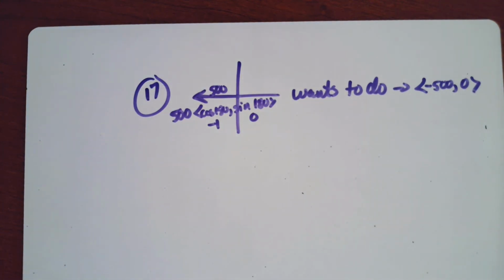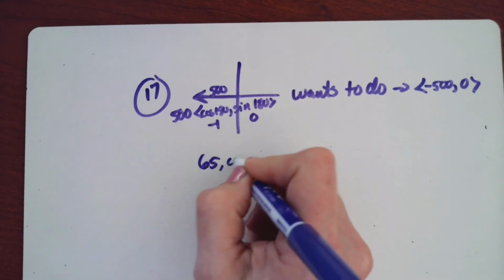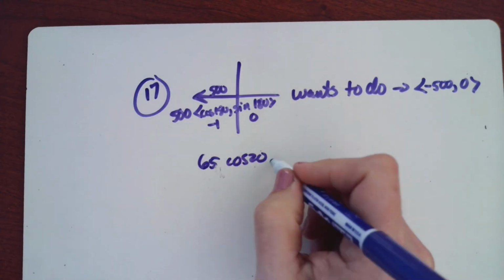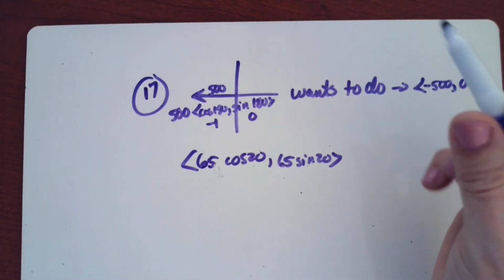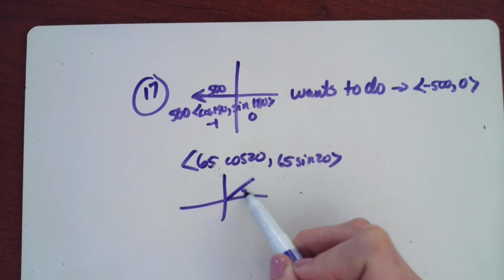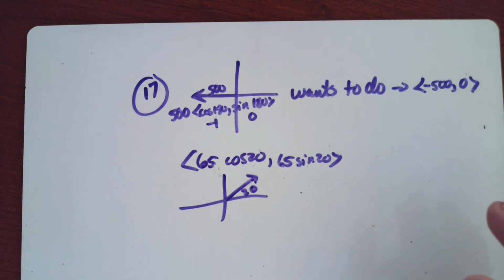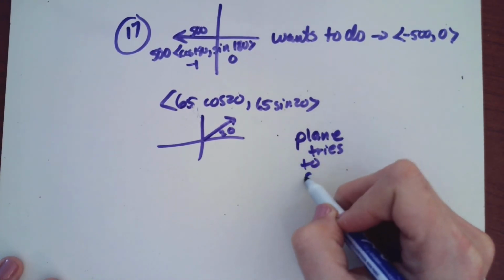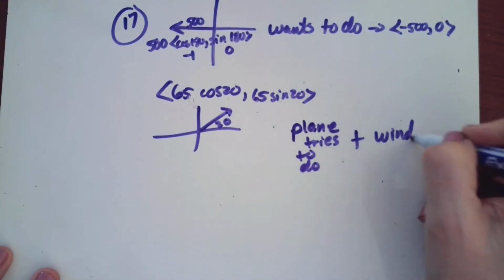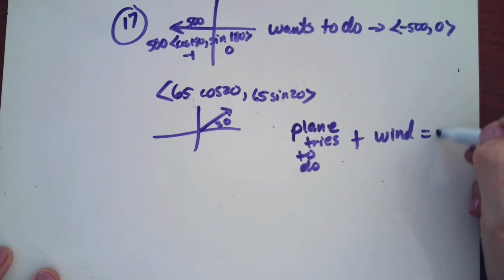Okay. A wind is pushing the airplane off course. The vector of the wind is 65 cosine 20, and 65 sine 20. So what that means is that the wind is going like this, 65 miles an hour, 20 degrees right here. So that's the wind. So in what direction and with what speed must the pilot fly the plane so that the result is what we need it to be? So this is the wind. So what the plane is trying to do plus the wind equals, has to equal what we want to do.